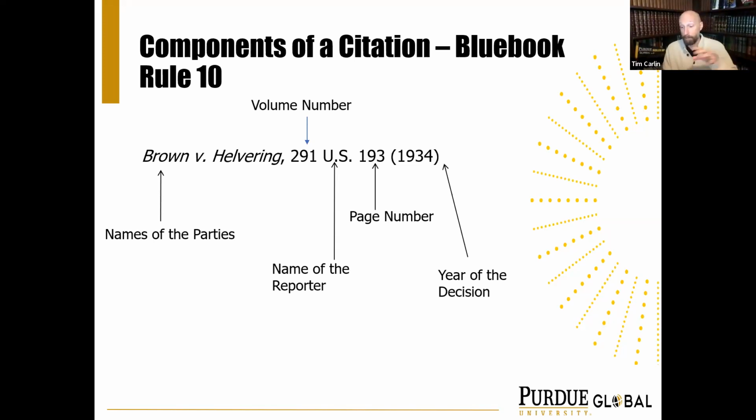Well, guess what? At page 193, at some point on that page, will be the beginning of Brown v. Helvering. Hopefully I'm pronouncing the name right. And then the last part is the parenthetical of the year of the decision, and that's 1934. So that's a really simple, straightforward example. As you can imagine, it gets kind of confusing after that.